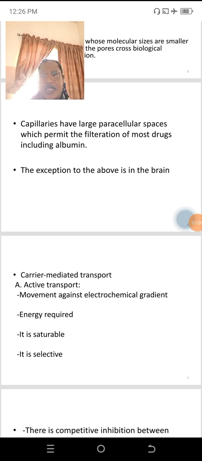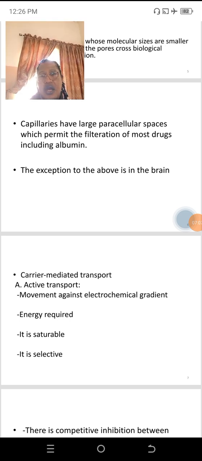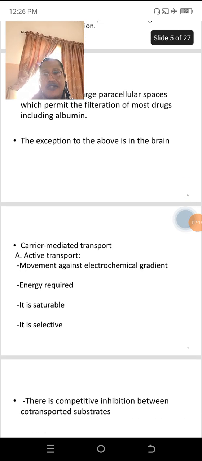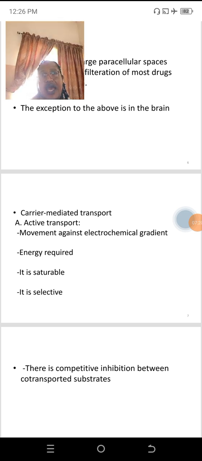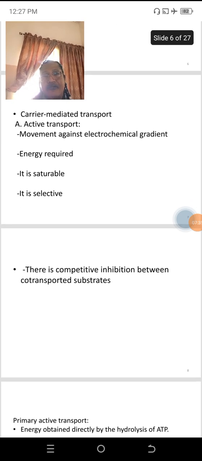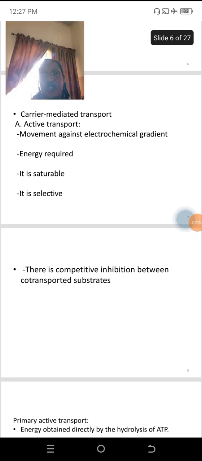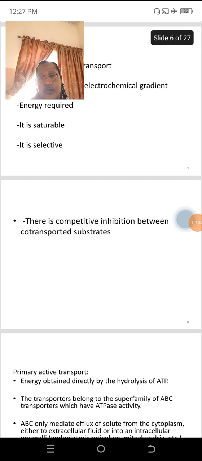Under carrier-mediated transport, the first transport mechanism to be discussed is active transport. Active transport refers to movement of drugs against an electrochemical gradient. Other features of active transport include a requirement for energy, saturability, and selectivity. And there is competitive inhibition between co-transported substrates.